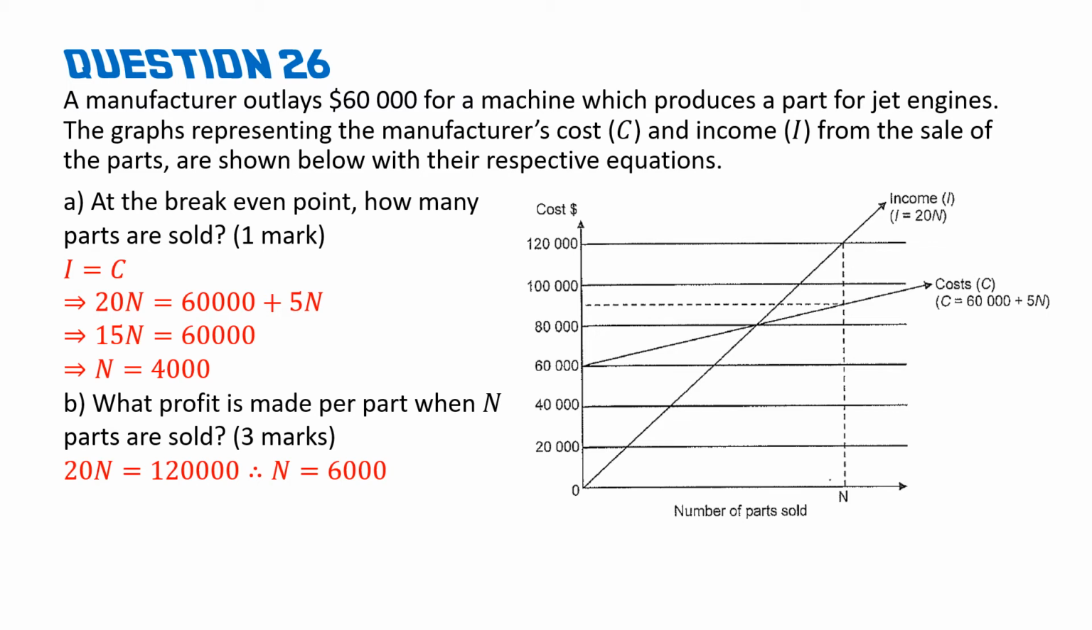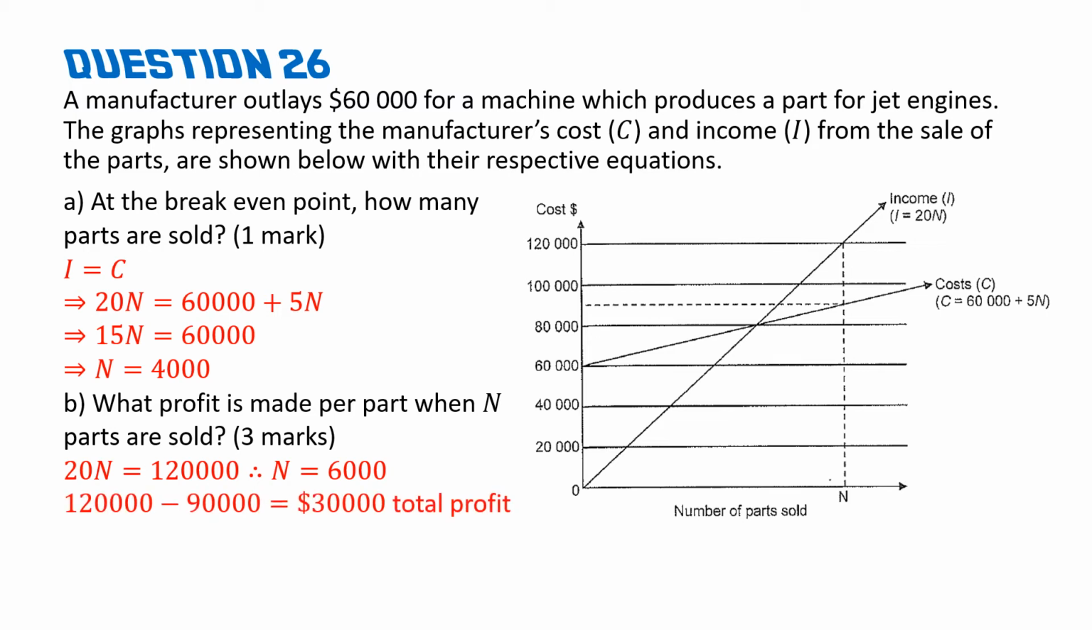So then what's the profit that we're making at that point? Now we could plug 6,000 into both of those two equations for N to work out what our income was. Well, we know that's 120,000. Put it in there to work out what our costs are. 5 times 6,000 is going to be 30,000. 60,000 plus 30,000 is 90,000. So luckily, yes, our costs are exactly halfway between 80,000 and 100,000.